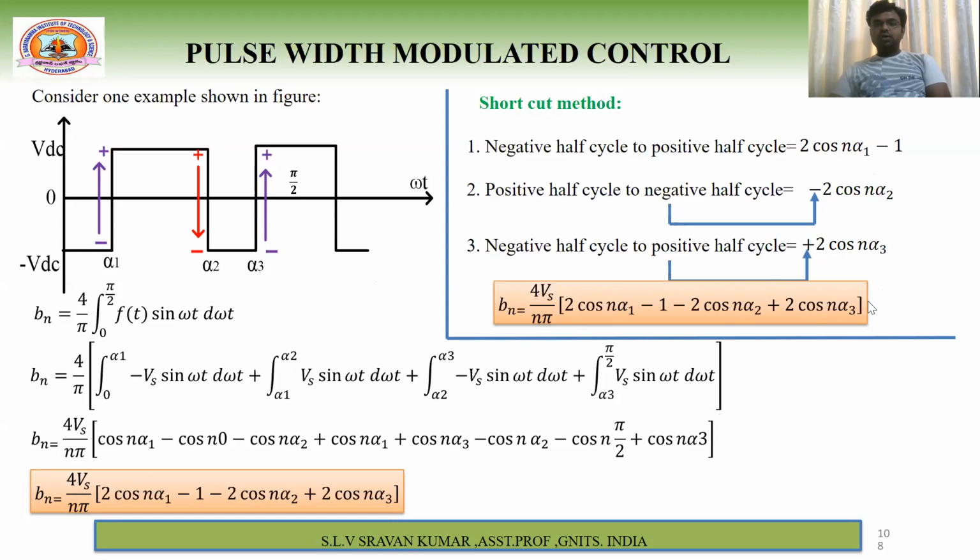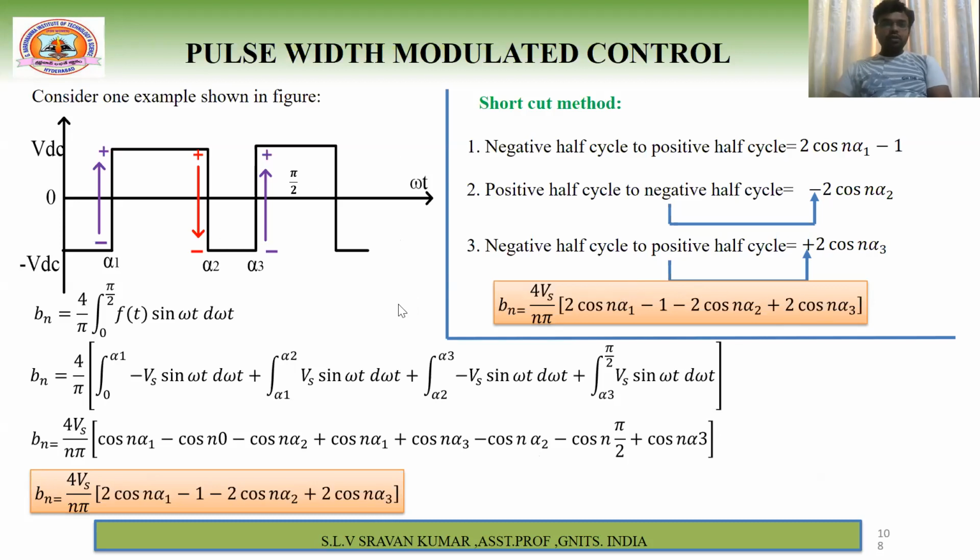And you will get this one. Right. This term, 4Vs by n pi, is the same for any case, and this expression you have to write down. So whatever expression you are getting here, just write it down. Instead of doing integration, you just write it down. This is a shortcut method, right? So this is the way to write the shortcut method when you have unequal pulse distribution.